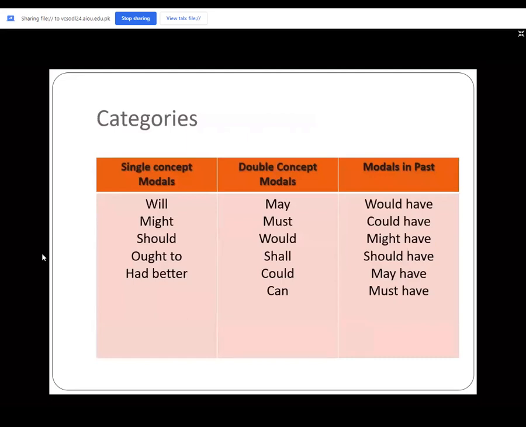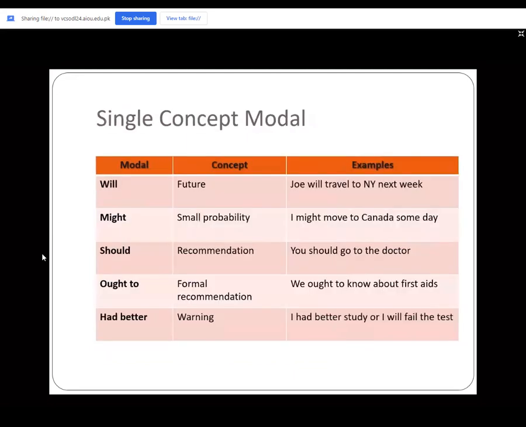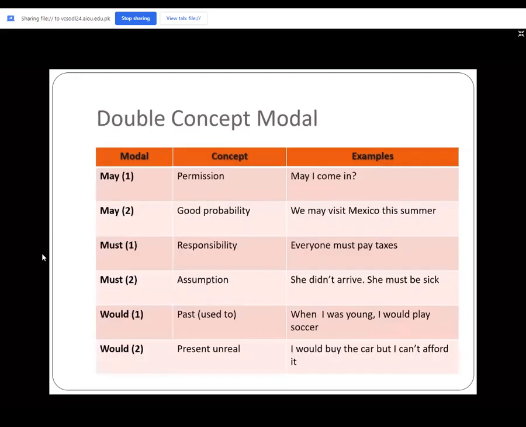Now, these are the categories given in front of you. Single concept is will, might, should, ought to, had better. Double concept is may, must, would, and then modals in the past: must have, would have, could have, might have, and so on. Now, will is used for future, might is used for small probability, should is used for recommendation, ought to for formal recommendation, right? And had better is some kind of warning. I had better study, or I will fail the test, and so on.